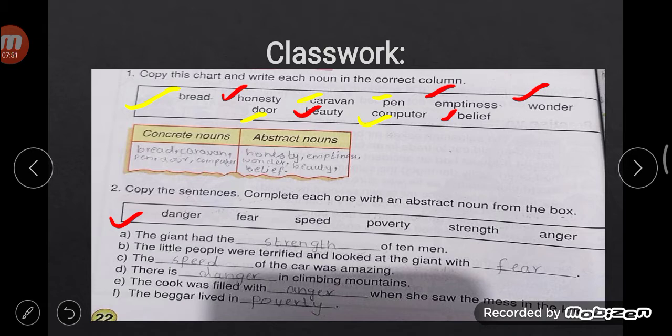Will you write danger? No. Will you write fear? No. Will you write speed? No. Will you write poverty? No. Will you write strength? Yes. You will write the word strength in the given blank.